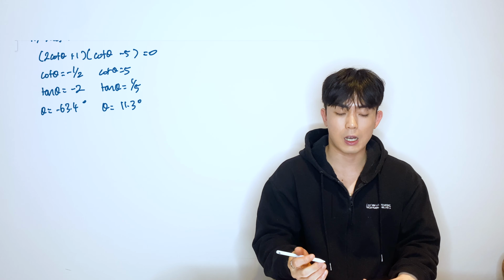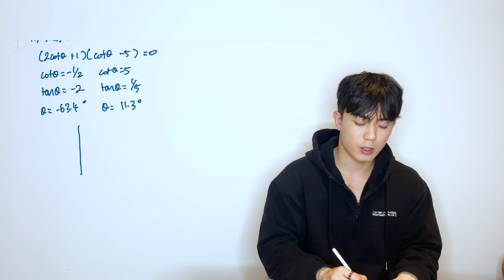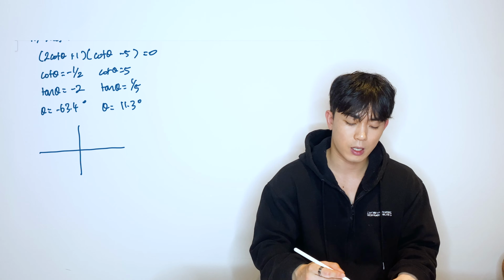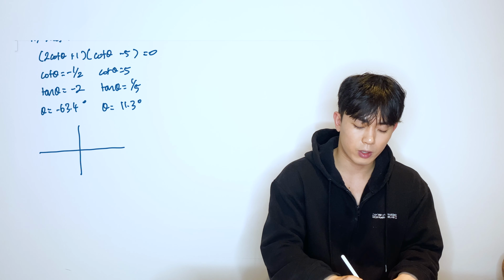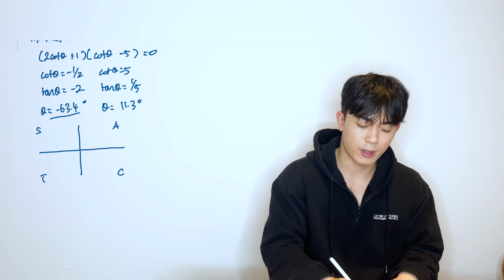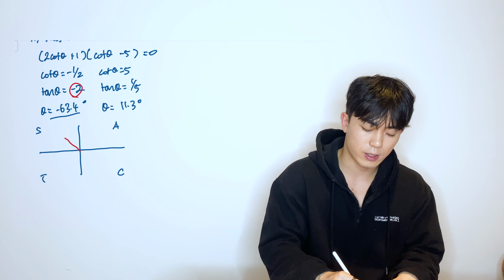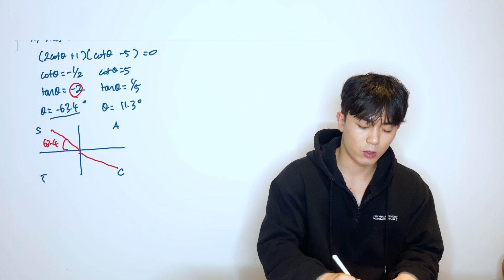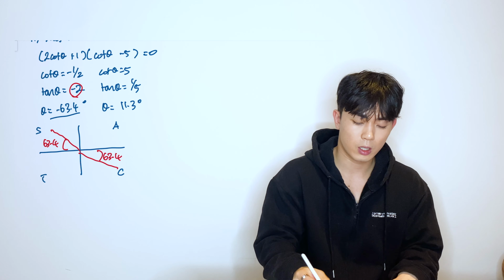And then we use the CAST diagram that we learned in Pure Book 1. So if you have forgotten about that, maybe go back to that video and just remind yourself again. So for this one, theta is 63.4. CAST. Tan theta is a negative, so it's going to be in the S section and the C section. And these angles are going to be 63.4, 63.4.